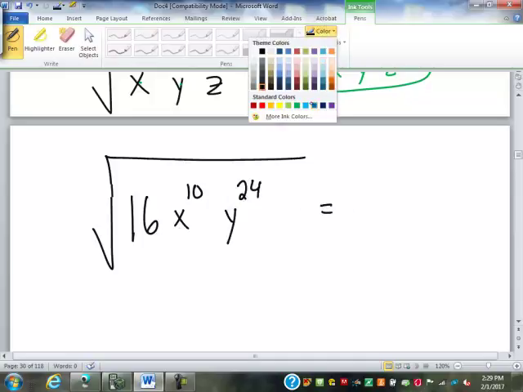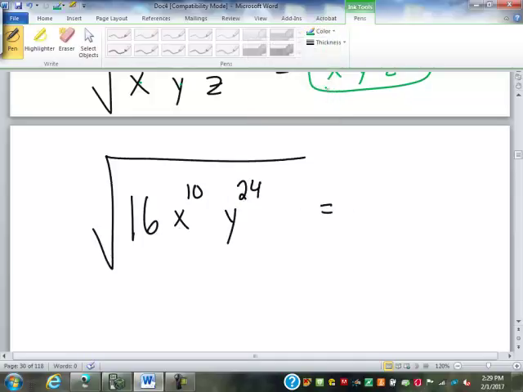So how about this one? The square root of 16, x to the 10th, y to the 24th. Does the square root of 16 become 8? Say no. No. No, what's it become? What is the square root of 16? 4. Very good.